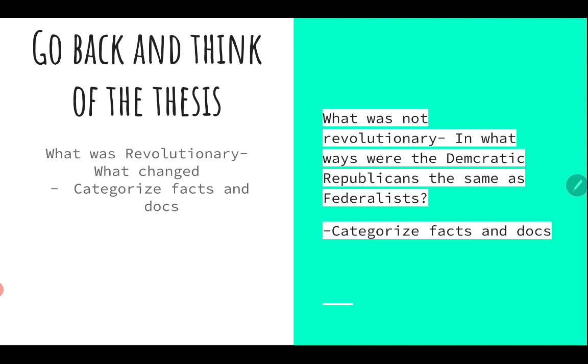All right, so let's go back and take a look at the thesis. Was it revolutionary? So in 1800, people thought that Jefferson was going to drastically change the country. Did he? So we're going to work on this a little bit more, but categorize your facts. Categorize the documents. What are the facts that say it was revolutionary? What are the facts that say it wasn't revolutionary? So thinking about the idea, were the Democratic Republicans the same as the Federalists? You would put those in one. What is different, put those in the other.